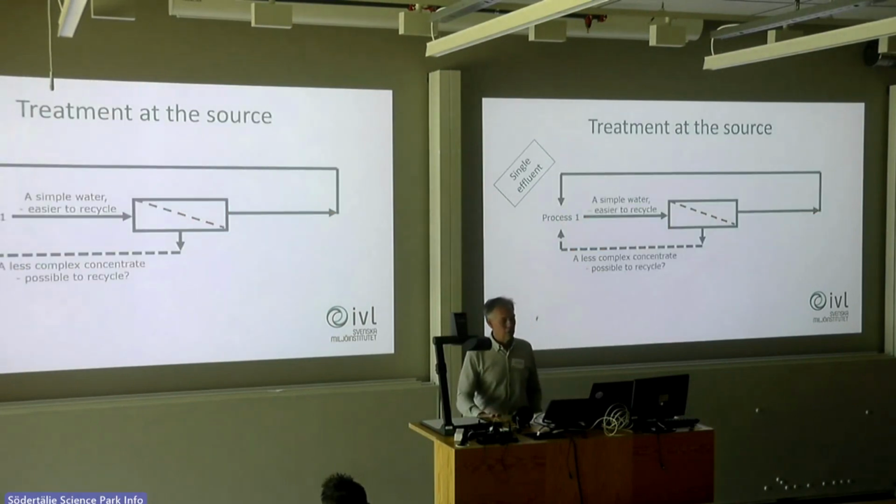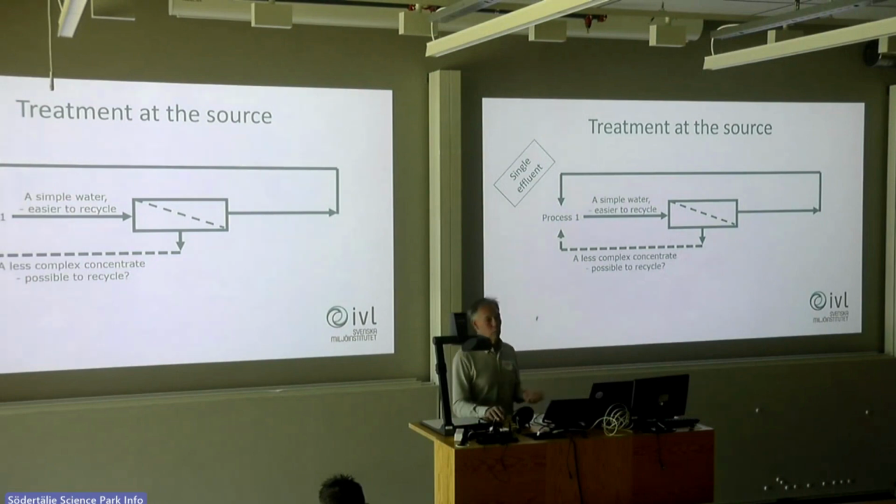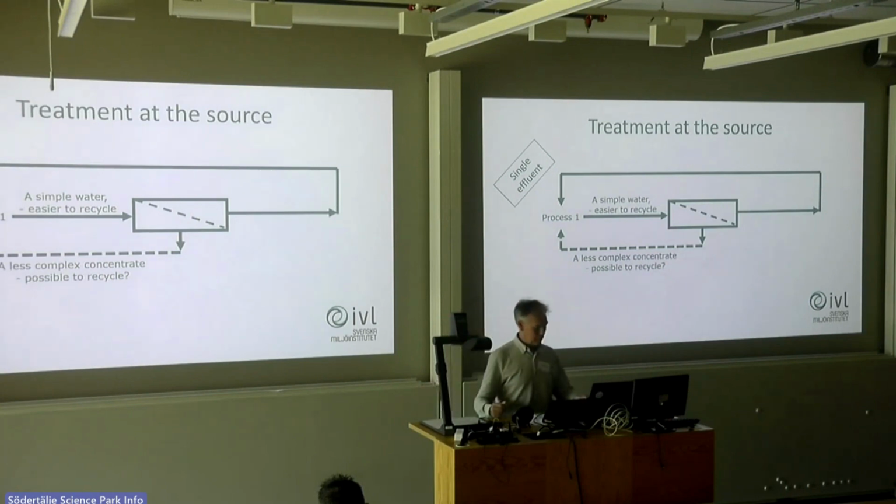So if you turn it to work with each process and within the process, you will have a much more simple water to work with for recycling, for example, water. But in the meantime, you actually have just split the process chemicals and the water into separate parts. So that means that you have an opportunity to start to also recover process chemicals if you do it like this.